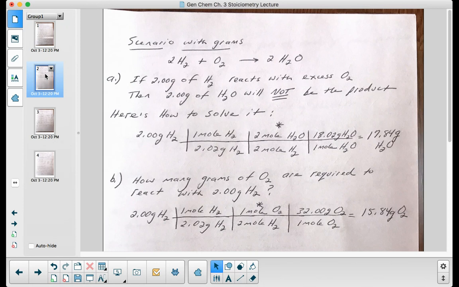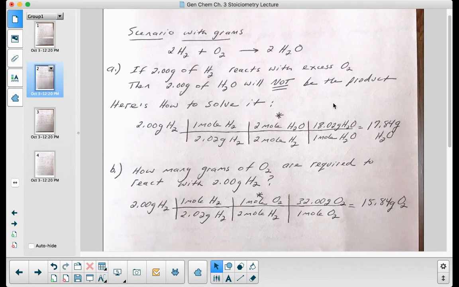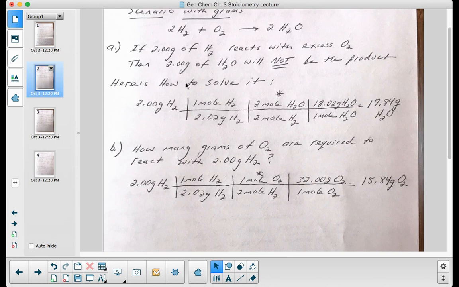Okay, so now let's look at a different type of scenario with grams. Same reaction. And so this problem says if 2 grams of H2 reacts with excess oxygen, then 2 grams of H2O will not be the product. So when you're in grams, things are a little bit different and you have to make further conversions. So we're going to use the dimensional analysis approach, and we're going to start out with the 2 grams of hydrogen, which is what the problem is based on.